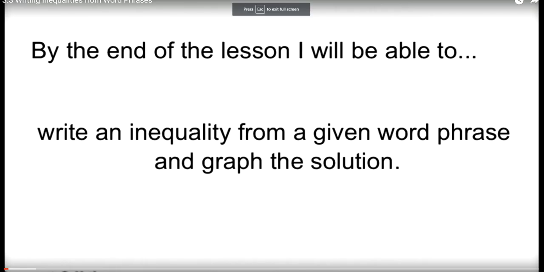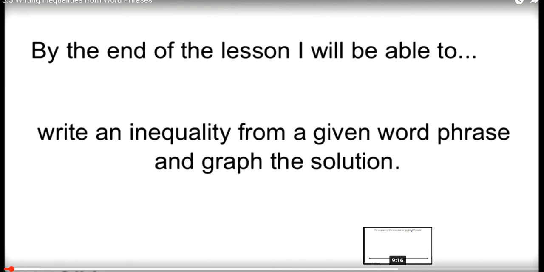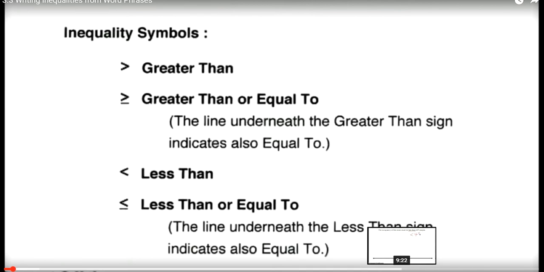By the end of the lesson, I will be able to write an inequality from a given word phrase and graph the solution. This is a review of the inequality symbols: greater than or equal to, less than or equal to.